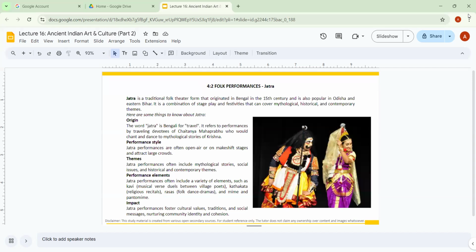The Jatra is a traditional folk theatre that originated in Bengal in the 15th century. The word Jatra is Bengali for travel. It refers to performances by traveling devotees of Chaitanya Mahaprabhu who would chant and dance to mythological stories of Krishna.